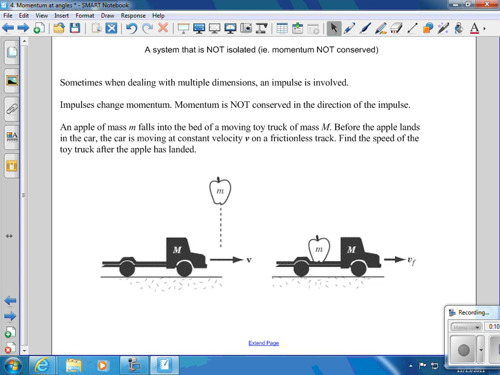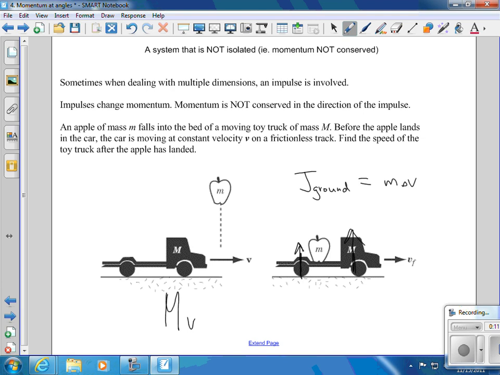You can see an X and a Y direction going on, but there is also a case where momentum may not be conserved because the system's not isolated. So if you look at this question right here, I have a truck of mass M moving at speed V. The apple's going to come down and hit the truck. When the apple does that, it causes the ground to exert a larger upward normal force on the tires of the truck. Basically, the ground is going to exert an impulse that takes away the apple's momentum.